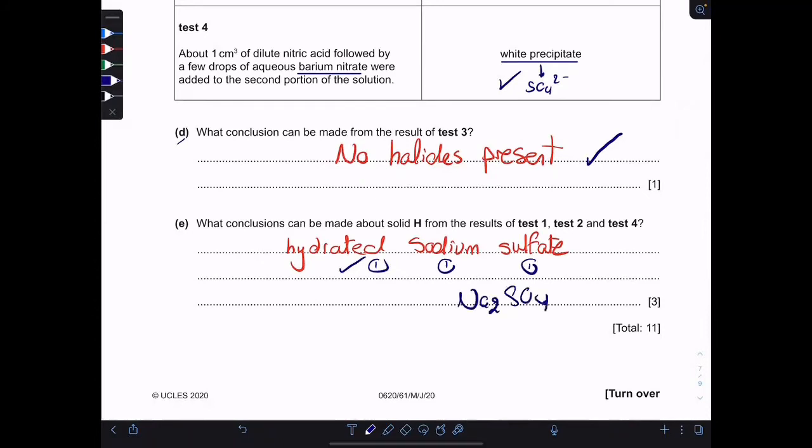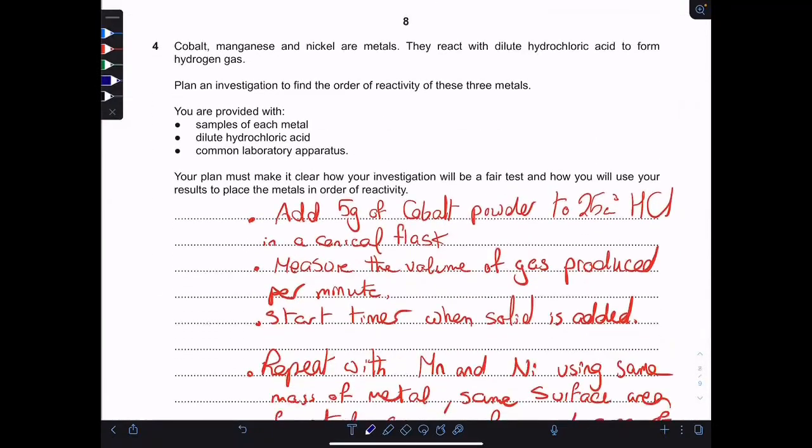marks. Finally, the experimental investigation. Cobalt, manganese, and nickel are metals. They react with acid, hydrochloric acid, to form hydrogen gas. Whenever you see a gas formed, immediately think about measuring its volume as a way of knowing the rate of reaction. Plan an investigation to find the order of reactivity. You're provided with HCl, samples of the metals, and common laboratory apparatus. Your plan must make it clear how your investigation will be a fair test and how you will use your result to place the metals in the order of reactivity.